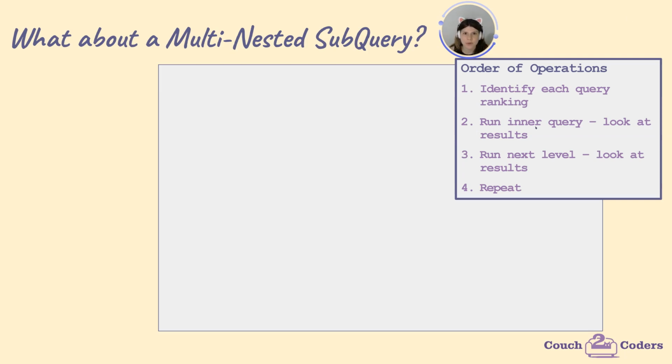Two, run the inside query. Run that initial piece, see what the data looks like. Then go one level out. I was in the most inside part, now I'm going to go one step out. Run that, see what it looks like. And then you keep repeating until you've gotten all the way to the final query.